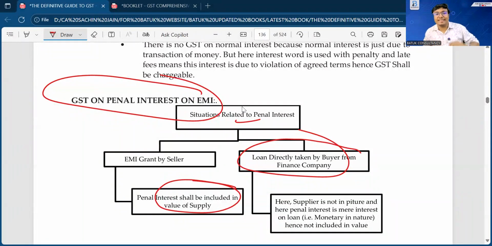Yes, sir. Processing charges are subject to GST. When we are taking the loan, in that case also, the processing charges are applicable for GST. Why? Because the bank is taking processing charges not for the money. Bank is taking those processing charges for their services.